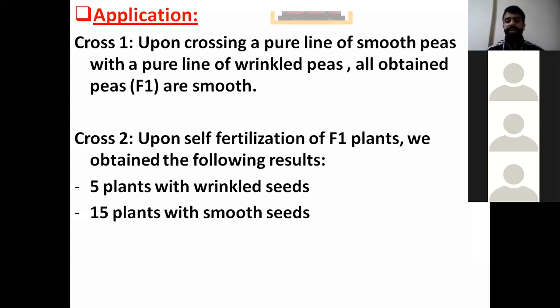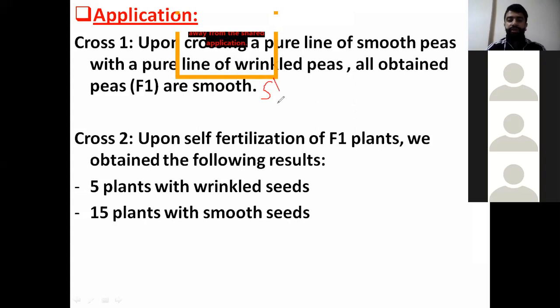Okay, so here we determine the dominant and recessive. The smooth is the dominant, so we're going to give it the letter S capital. And the wrinkled is the recessive, so we give it the symbol W.